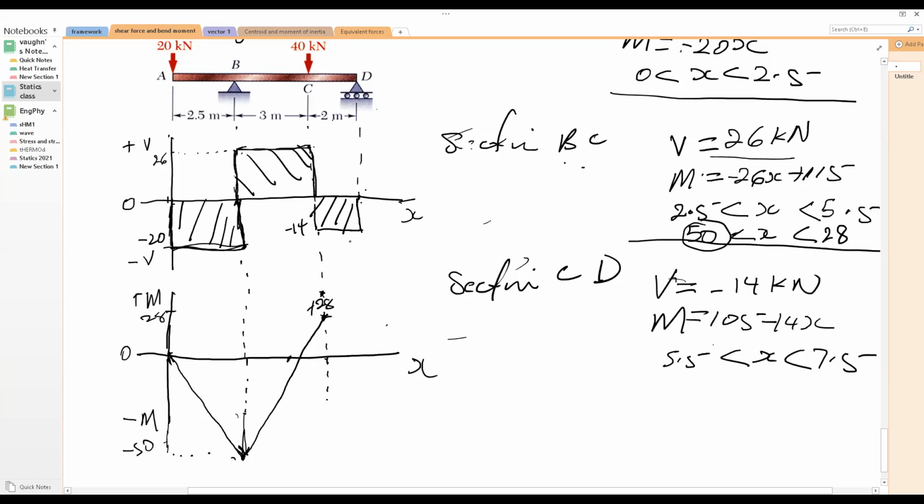What happens when I reach 7.5? How do I move from there? Because we're still at 28. We can drop in another value, which is 7.5. In this expression, what is that value? It will be minus 14 times 7.5. I'm getting 105. So when x is equal to 7.5, M is equal to 105 minus 14 times 7.5. So we are getting 0, because that is 105 minus 105, so that is 0.